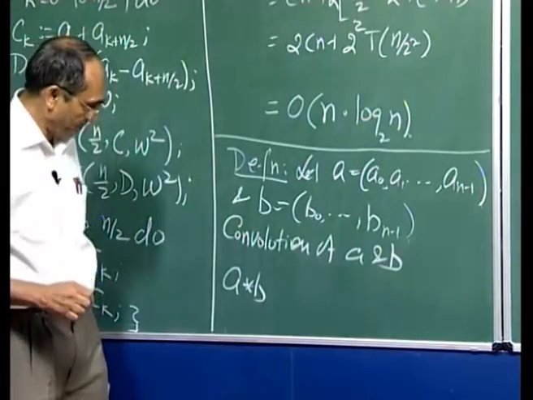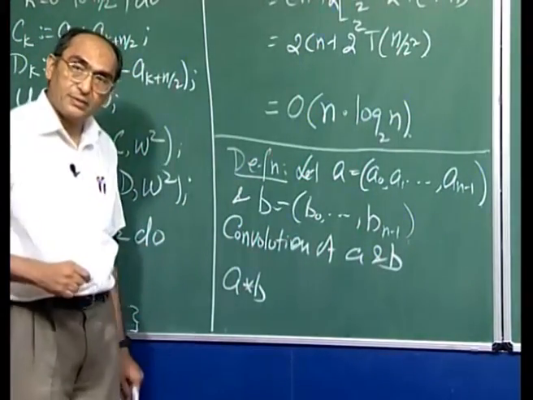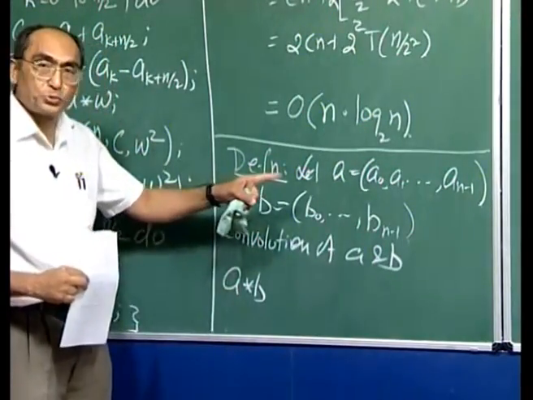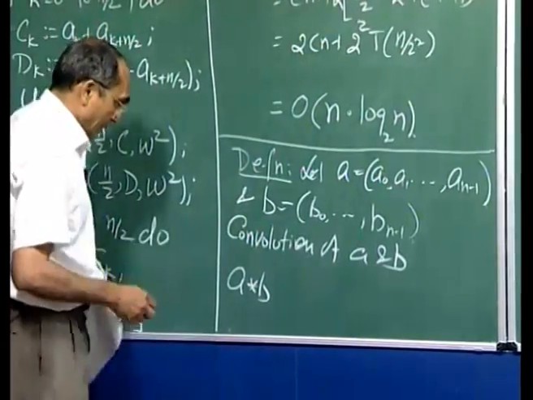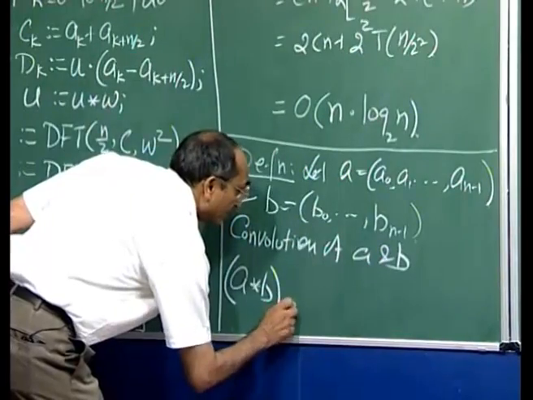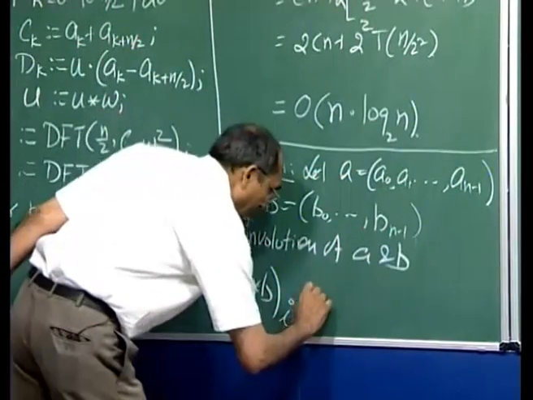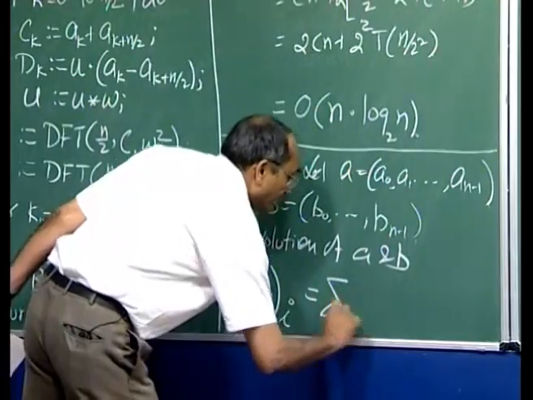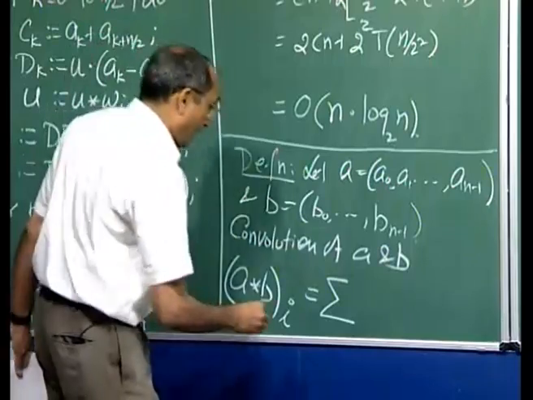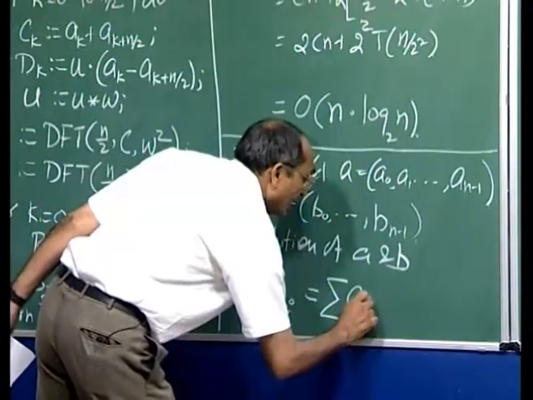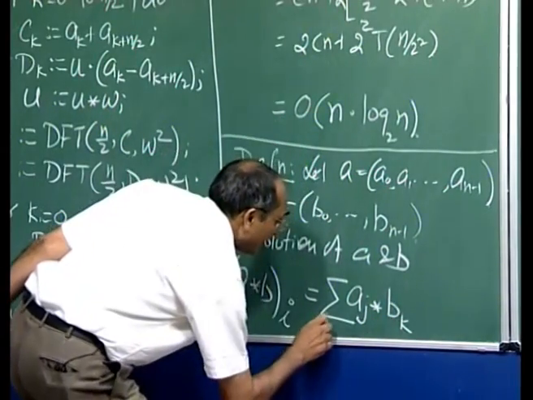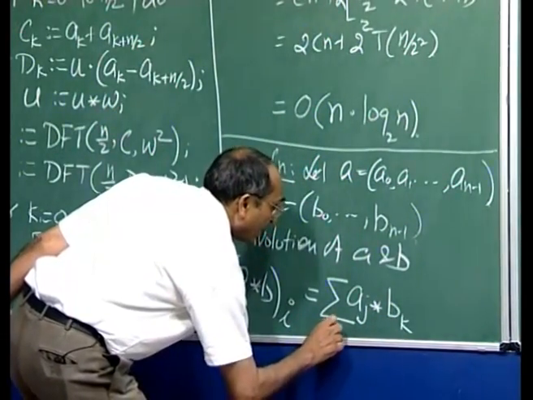is also a vector, but the size of this vector is 2n, and the ith component of this is sum of A j times B k such that j plus k is I.